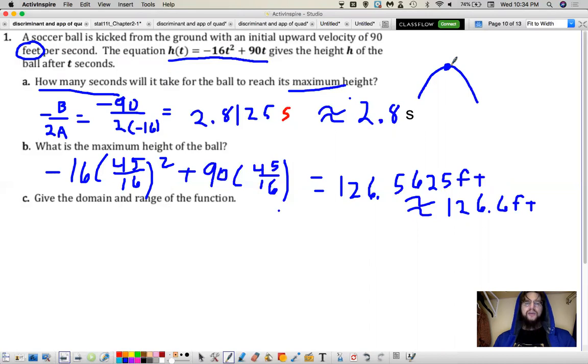Part C, give the domain and range of the function. You might be thinking, oh, it's a quadratic. The domain's all real numbers. Yes, if we're just looking purely at the math side of it. But we've got some context here. Okay. Would it make any sense to have negative time? No, it doesn't make any sense to have negative time. So 0 is where we're going to start for our domain.